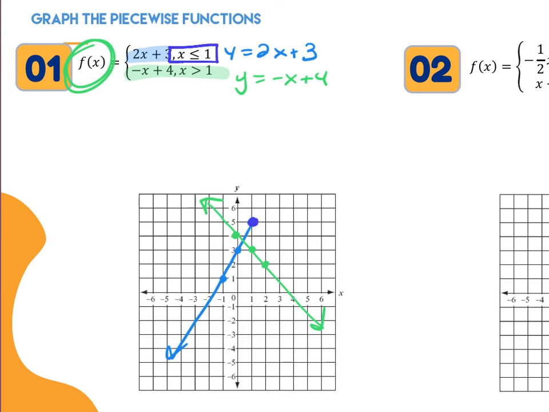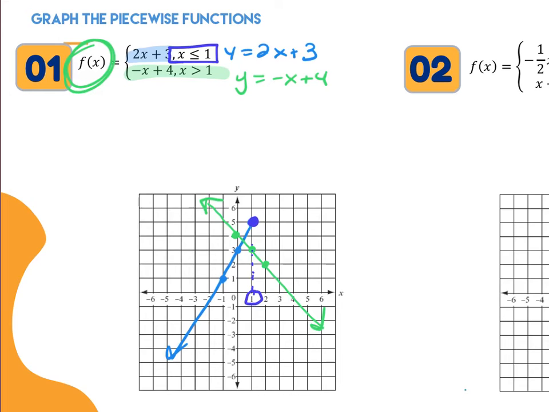Why is that dot there where x is one? Because x is one here, right? And that is where the coordinate fell on the blue line. Oh, okay. So you look at the x. Correct. Then do the same thing for the green.